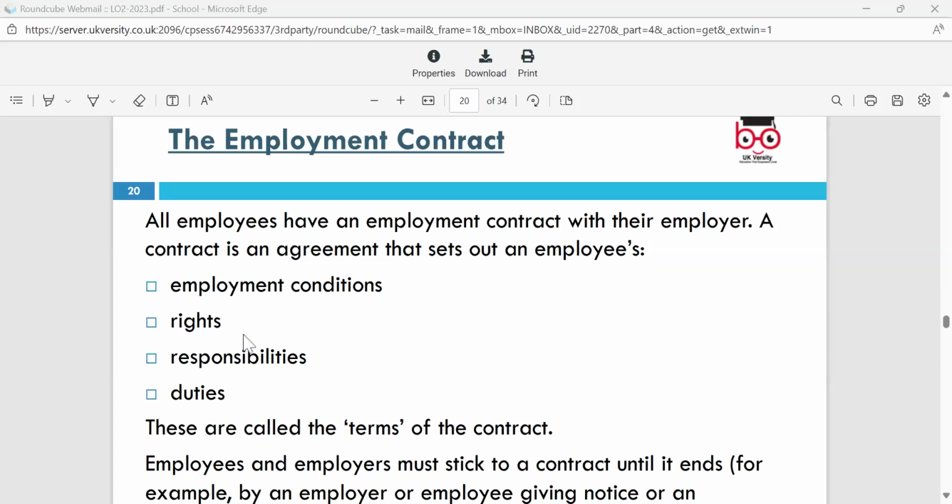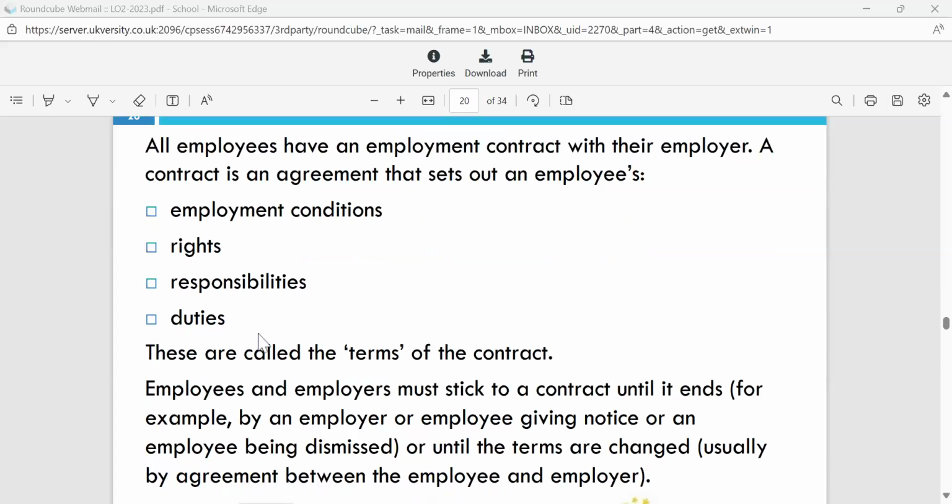The salary, how long you're going to work for, and the hours. Could it be things like their duties as well? What their job is? Yes, it outlines what their job is.